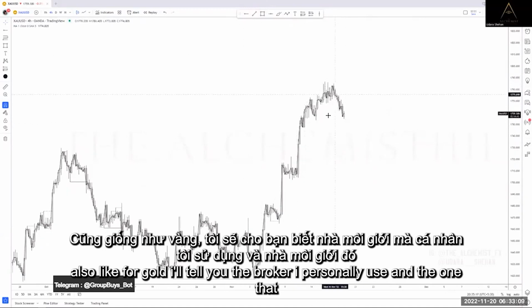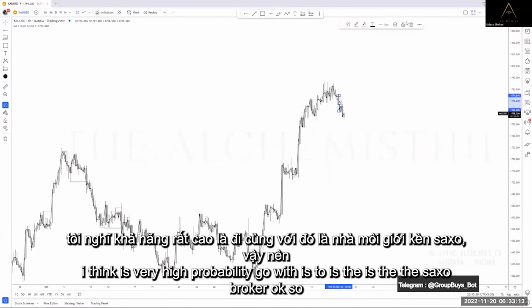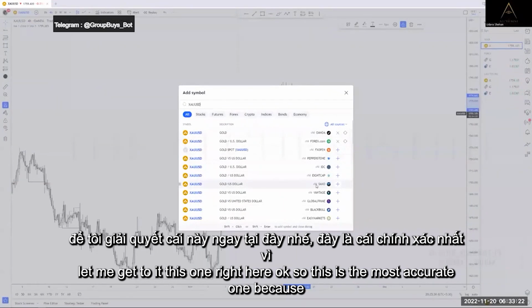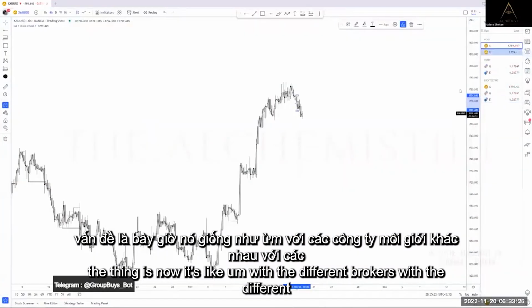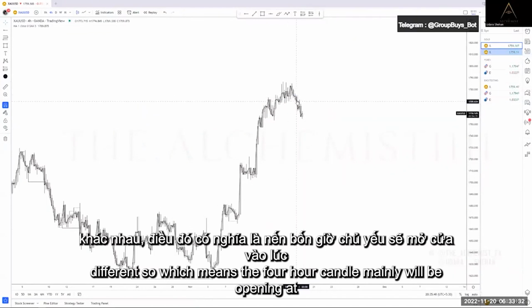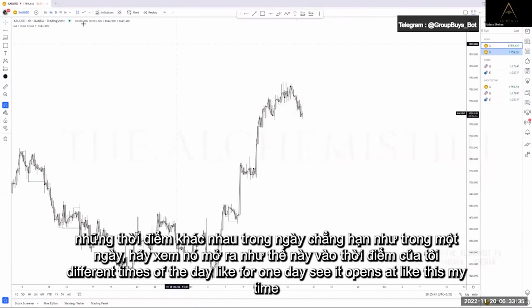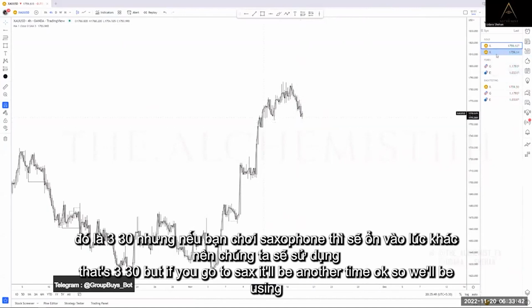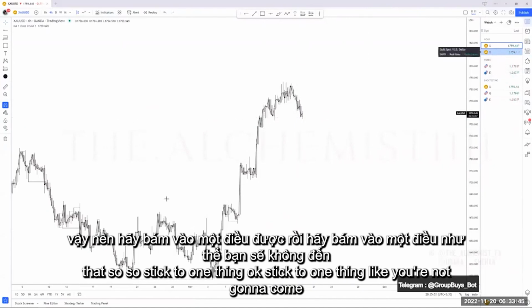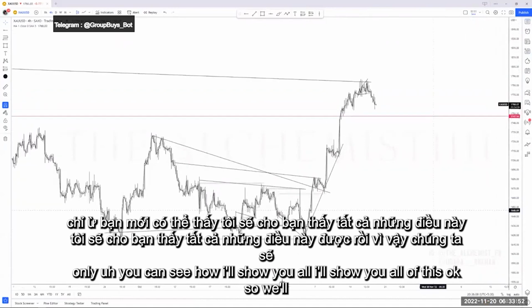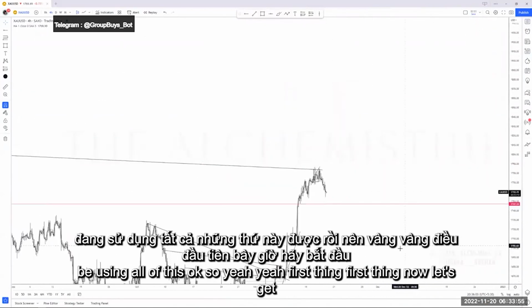Also, for gold, the broker I personally use and the one that I think is very high probability to go with is the Saxo broker. So let me get to it. This one, right here. This is the most accurate one because with different brokers, the opening times of the candle will be different. Which means the 4 hour candle will be opening at different times of the day. For Oanda, it opens at this time, my time, that's 3:30. But if you go to Saxo, it'll be another time. So we'll be using Saxo. Stick to one thing. You're not going to come here and then go back. I will be using this only. I'll show you all of this, and we'll be using all of this.